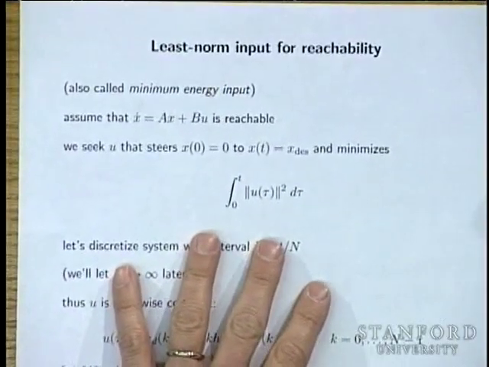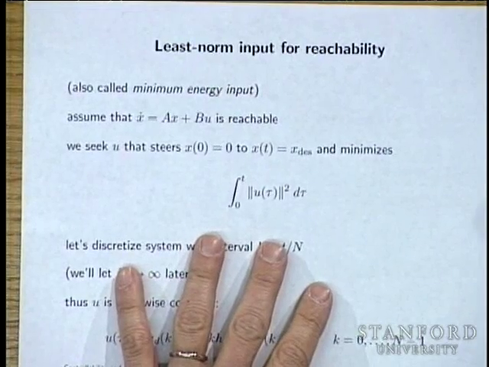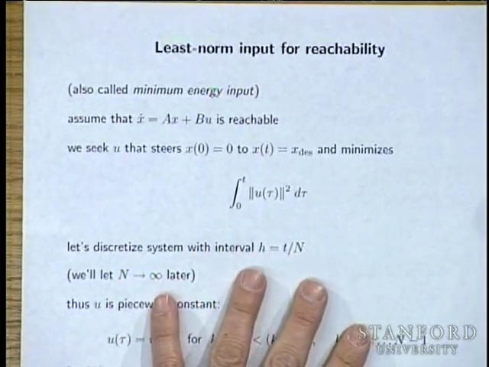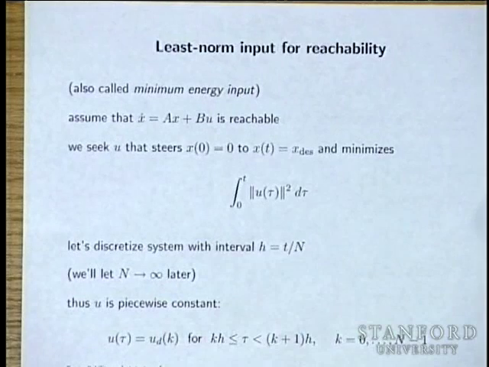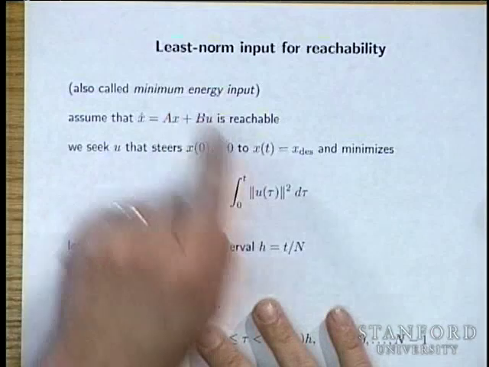All right. Let's move on to a much more important topic, which is least norm input for reachability in the continuous case. It's going to be very similar, except it's going to be kind of interesting now because we're going to have this possibility of actually effecting a state transfer infinitely fast. And that's going to come out of this. So let's see how that works. That's your minimum energy input.